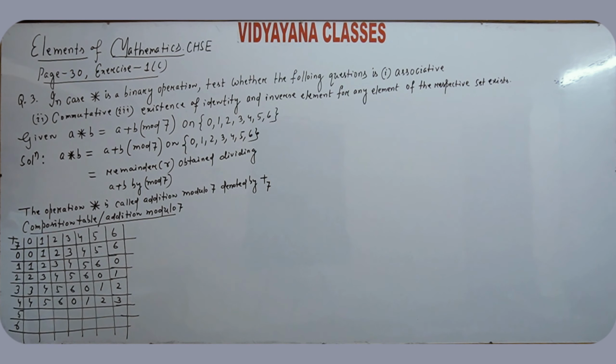4 plus 6, that is equal to 10. 7 divides 10 gives the remainder 3. It is 5, it is 6, it is 0, 1, 2, 3, 4. It is 6, it is 7, that is 0, 1, 2, 3, 4 and 5. Since 6 plus 6, that is equal to 12, 7 divides 12 gives the remainder 5.